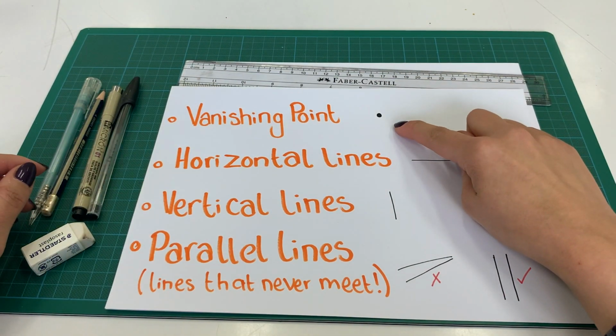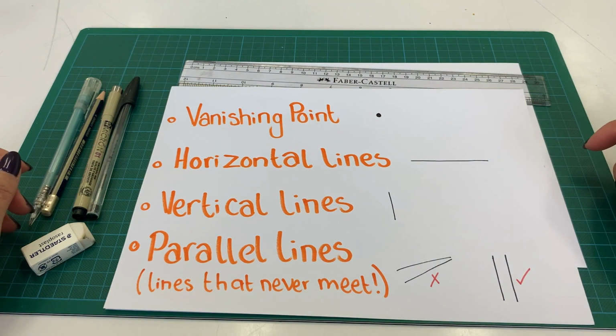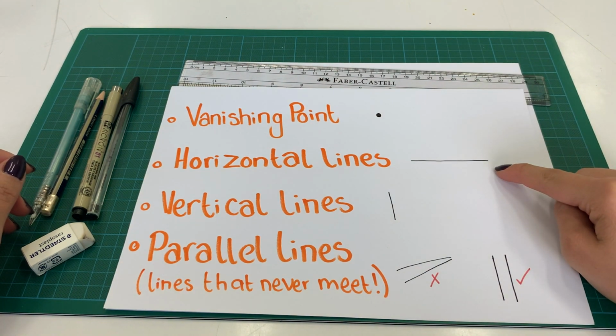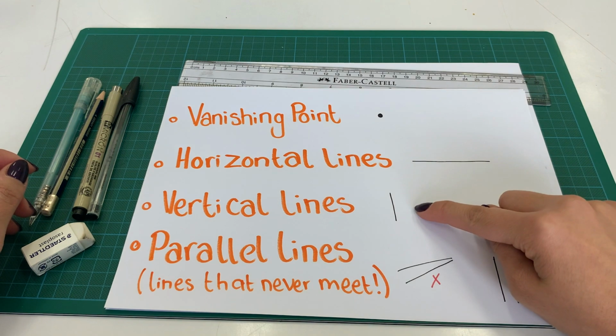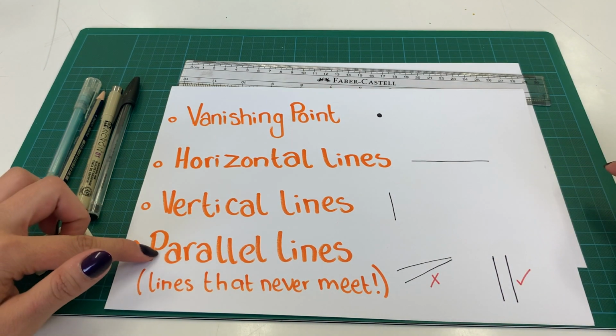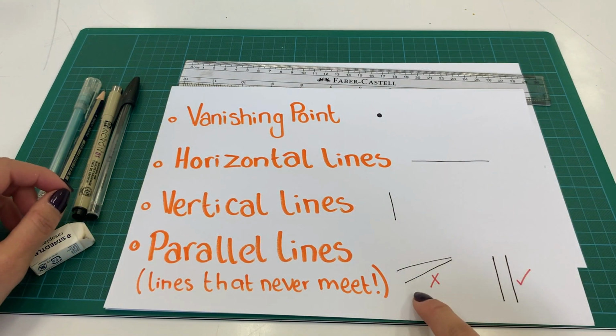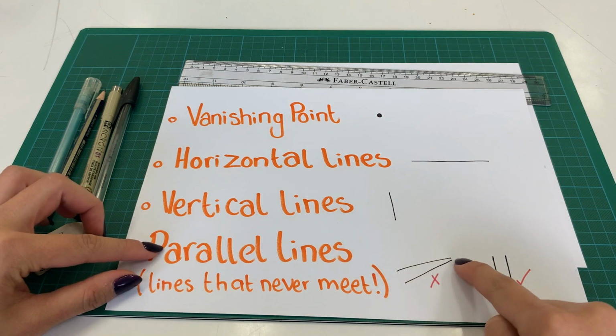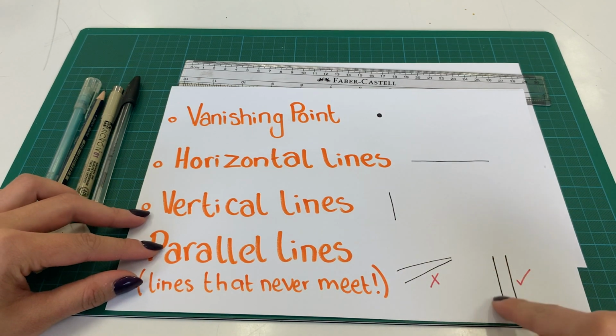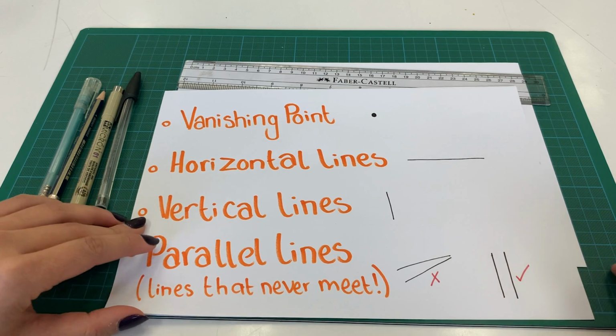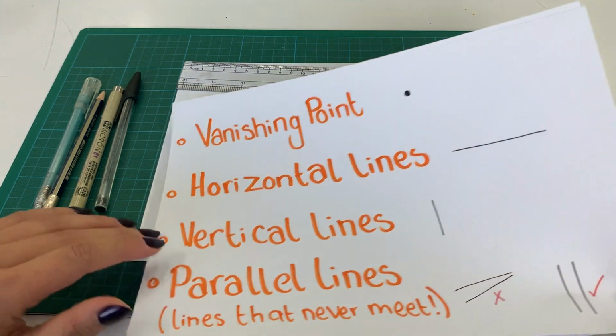We're looking at vanishing point, which is a point in which all lines converge to, horizontal lines, vertical lines, and parallel lines. These are just lines that never meet. So you can see in this example, the lines will eventually meet or cross. So that's incorrect, but this example is correct because the lines will never meet.